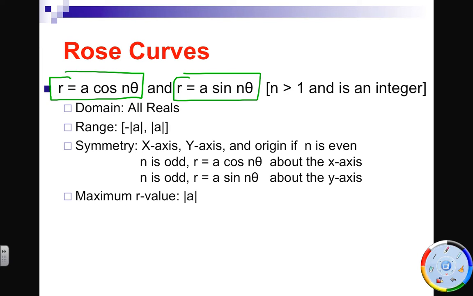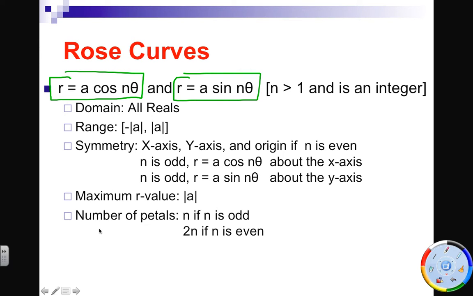The maximum r value, or the maximum distance from the origin that your graph will get, is a. And here's the cool thing: the number of petals on your graph. Okay, so we graphed that pinwheel looking thing. We would say that has 3 petals.